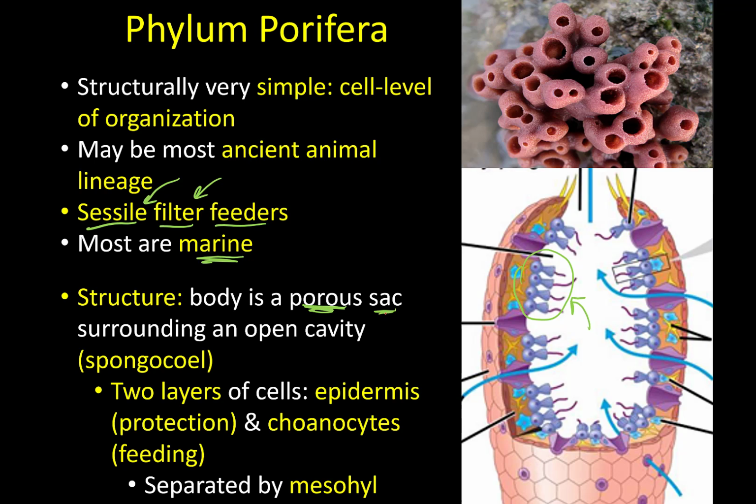It looks like a porous sac that surrounds an open cavity called the spongiocele. Okay, so that is this open space right in here. Right, that's the spongiocele. They have two layers of cells that make up their body walls. There's the epidermis on the outside, epi for above or out, that functions in protection. And then there are the choanocytes on the inside, which function for feeding. They're separated by a non-living layer of material called the mesosyle.